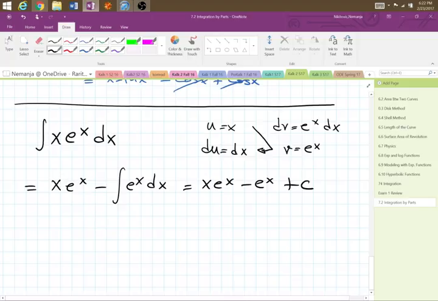And the problem is solved. Again, the product rule will create additional e to the x, which will cancel with e to the x. Derivative of c is 0, so you get exactly the problem when you check.